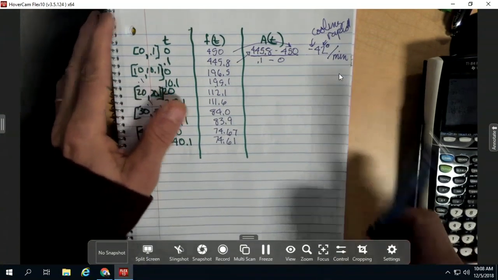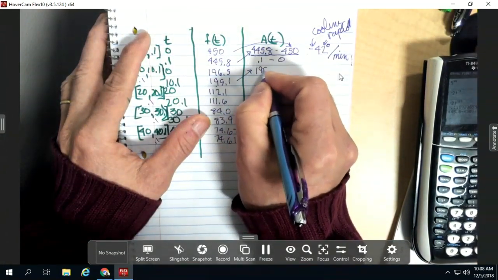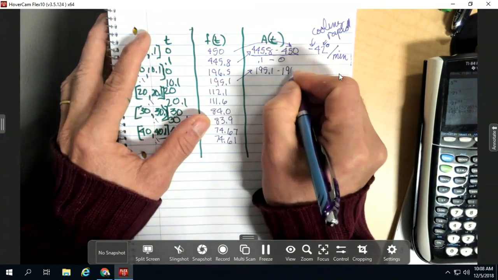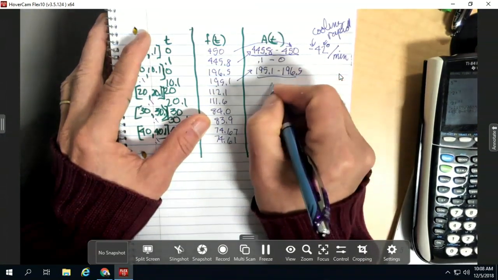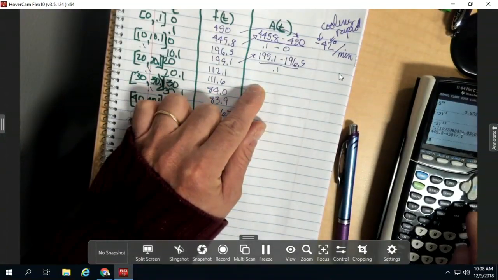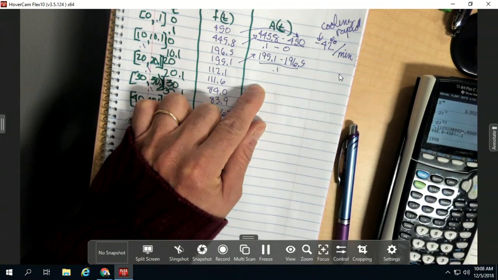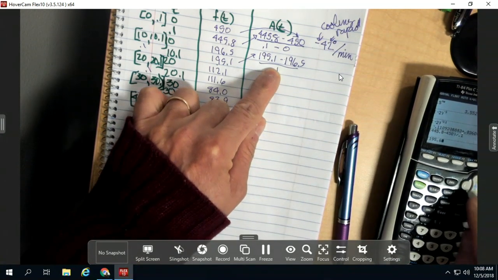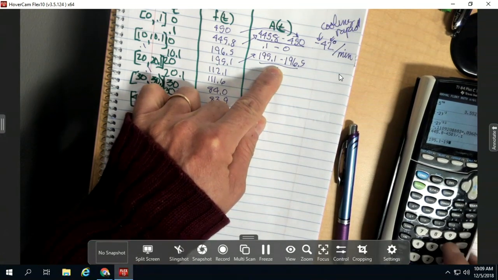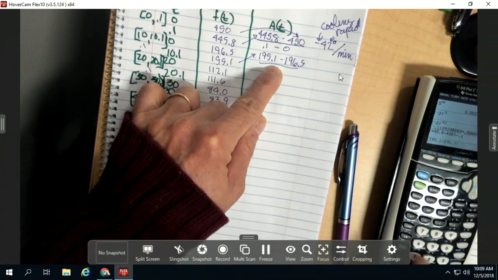Let's go to the second one. 195.1 minus 196.5 divided by 0.1. One clear. Parentheses, 195.1 minus 196.5 divided by 0.1.